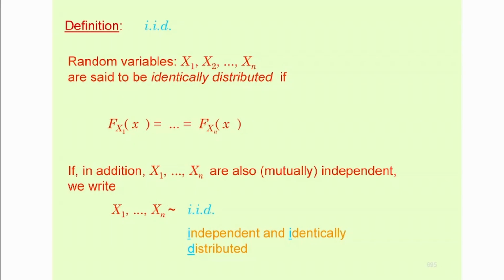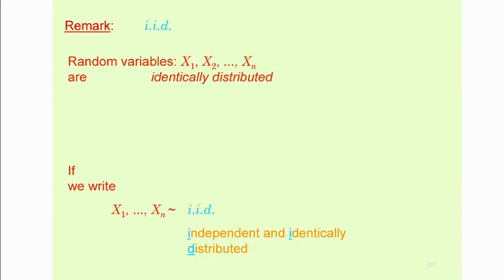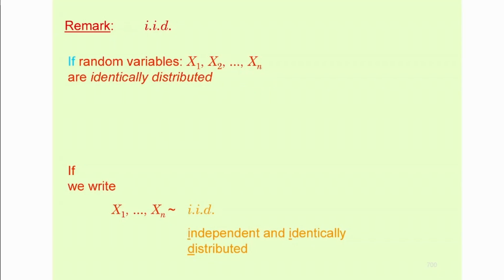If random variables are i.i.d., it means, number one, they have the same distribution, each of them. And number two, they are independent, even mutually. That's a very strong assumption, by the way, but that makes things a lot easier. So if they are i.i.d., and let's say hypothetically they are, then what?